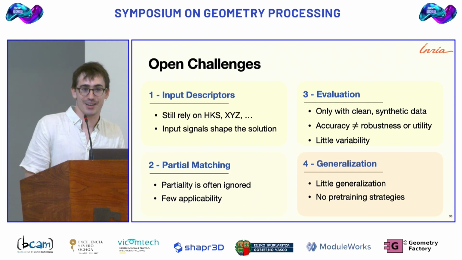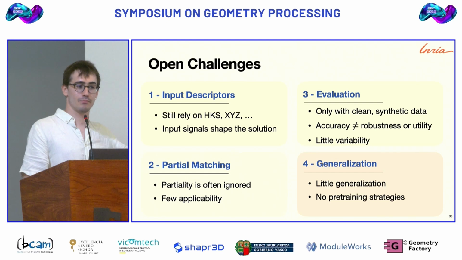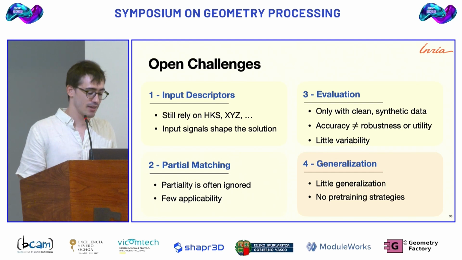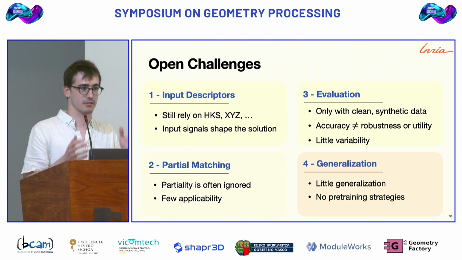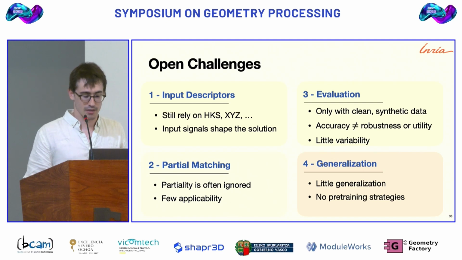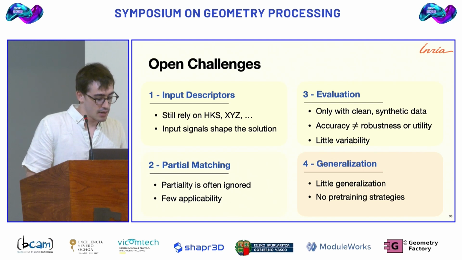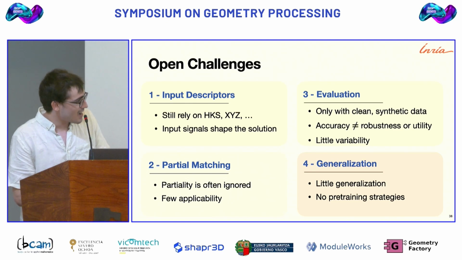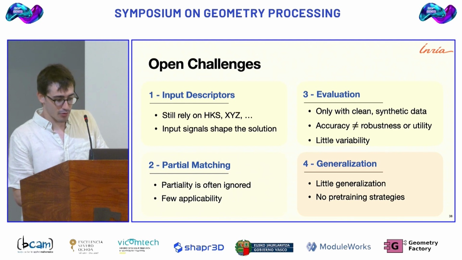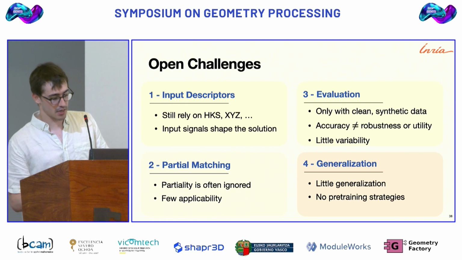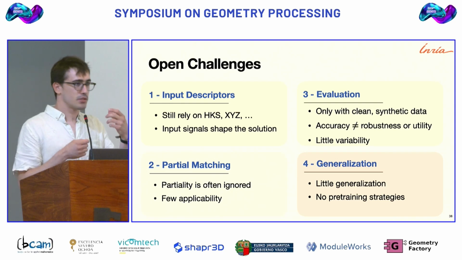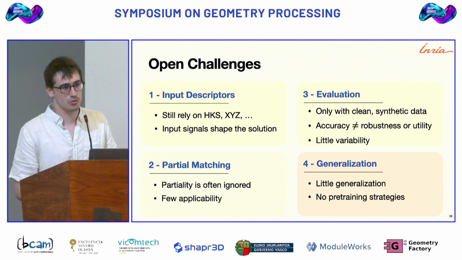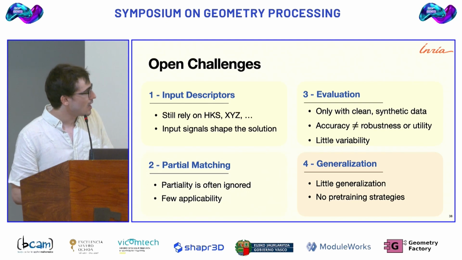The second limitation is, again, partial matching, which is often ignored because it's, I think, way too complex. Even earlier in the talk, when I presented what shape matching is, I never really presented partial shape matching, because when there's missing data, everything becomes very hard to define. There are some specific pipelines designed for partial shape matching, which use cross-attention between the descriptors, but these don't work too well in practice.